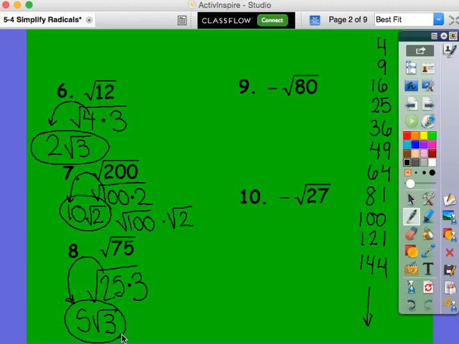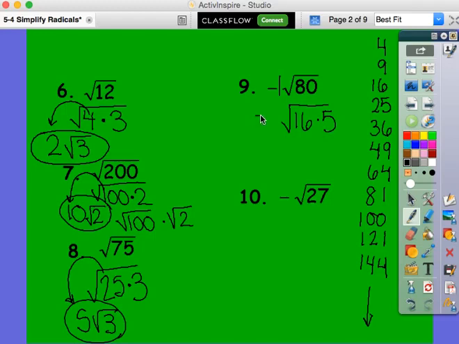Very good. Okay. Number 9, don't let that negative throw you. That's really just a negative 1 times square root of 80. So we're just going to ignore it for right now. The square root of 80 is not a perfect square, so we're going to break it down into what? What is the largest number? Remember, no calculator, so if you have to go out to the side and calculate by hand. 4 will work, but that's not the largest one. 16 times what? 5. 16 times 5 is 80.